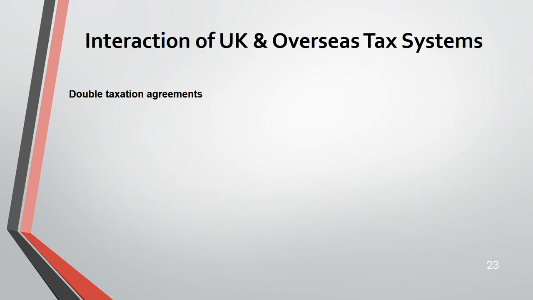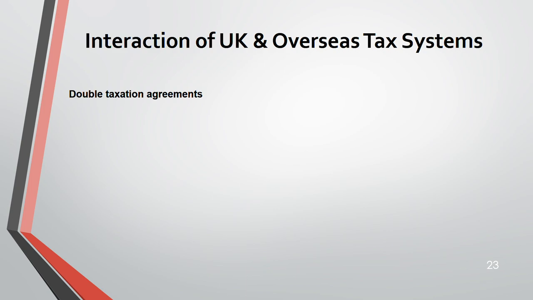Now comes interaction of UK and overseas tax, what we know as double taxation agreement. When a company is doing business in its home country, there is no problem with tax because it is only paying tax in its home country. But what if it is having business here and there as well?